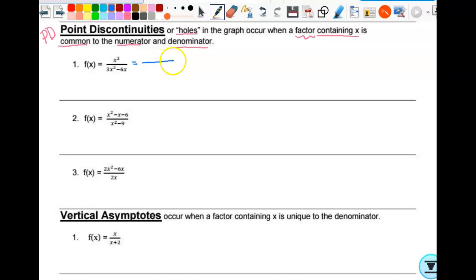Now my denominator, okay, so even though you don't have to write the numerator this way, I could leave it as x squared. But just for the sake of this, I'm going to write it as x times x. It's still considered factored if you leave it as x squared, just doing it for this one. The denominator, I can factor out a 3x. That leaves me with x minus 2.